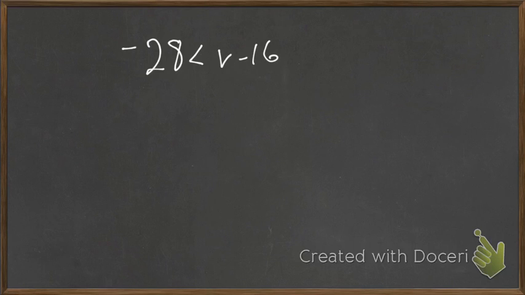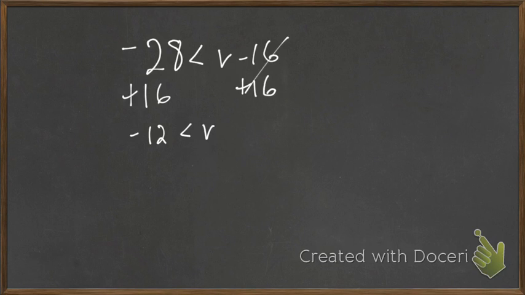This one looks a little different. Two things that would maybe help here: rewrite the problem with v on the left, or solve it, then rewrite the problem with v on the left. I'm going to solve it first. To get v alone, how am I going to get rid of minus 16? Plus. So I'm adding 16 to both sides. And that gives me negative 12 is less than v.